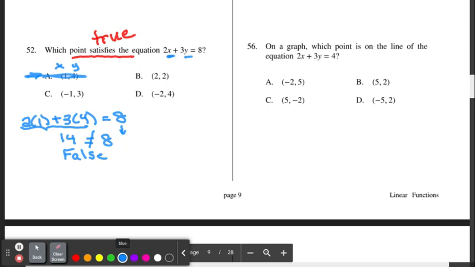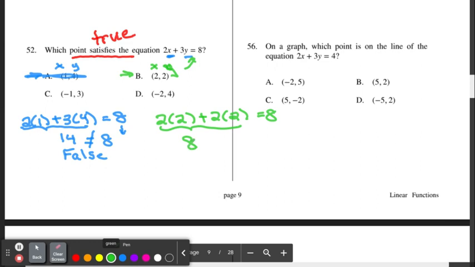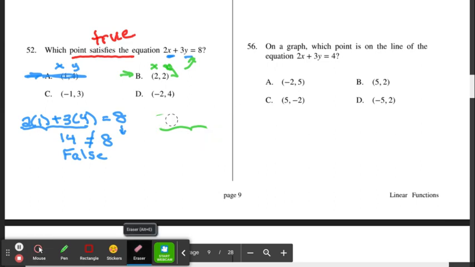Now we're going to try letter B. I'm going to plug an x is 2 and a y is 2 into our equation. 2 times x plus 2 times y equals 8. And remember, I'm plugging it into that equation. So evaluate, put that in your calculator, and you get, whoopsie, hold on, I made a mistake. Let me plug that in again.